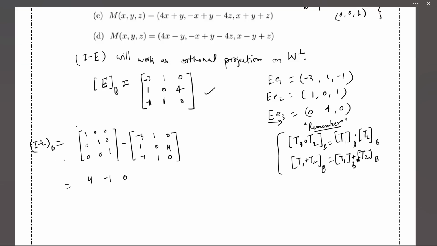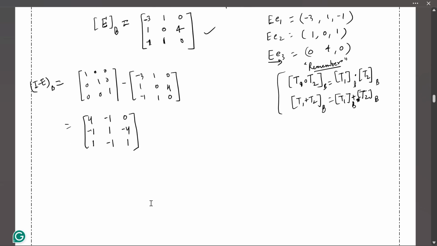So here, okay, 1 plus 3 becomes 4. 0 minus 1 becomes minus 1. 0 minus 0 is 0. Now 0 minus 1 is minus 1. 1 minus 0 is 1. 0 minus 4 is minus 4. 0 minus 1 is plus 1. 0 minus 1 is minus 1. 1 minus 0 is 1. Now you have this matrix representation. To write it in expressions, you just have to multiply it by xyz.